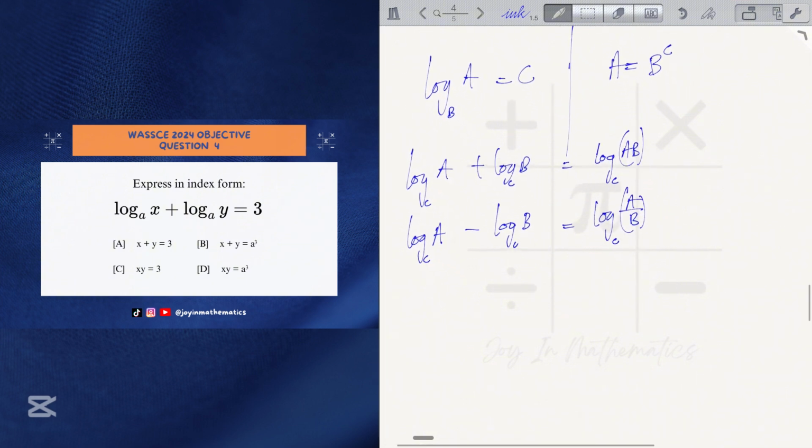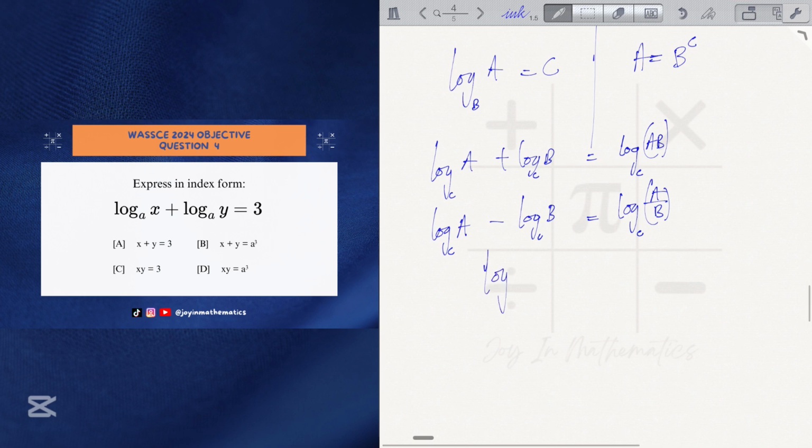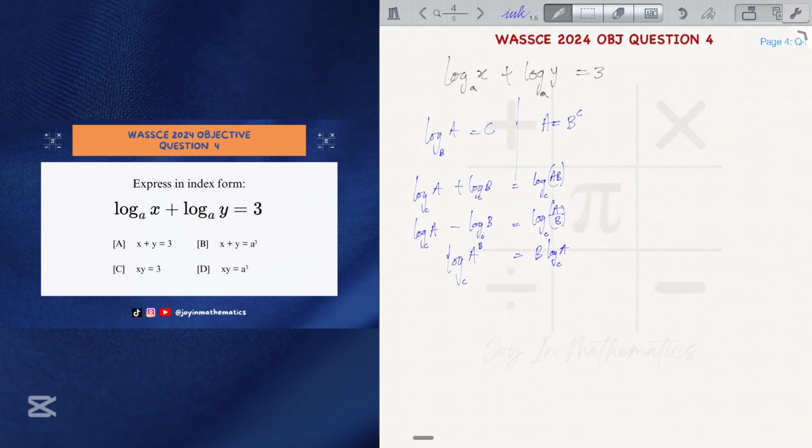And finally, if we have log of a to base c, where a is raised to the power of b, then b becomes a multiplier, and we'll have b log a to base c. This goes backwards, and we have it here. Now let's apply it to the question that we have here. Remember, we are going to index form.